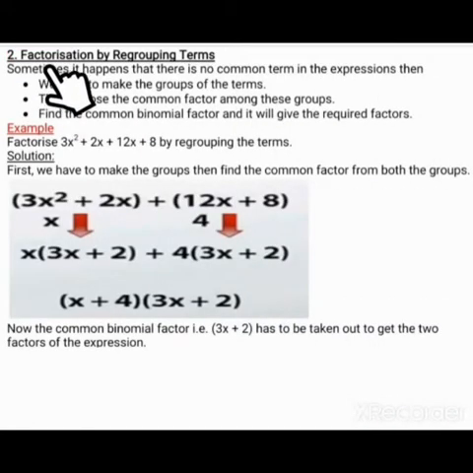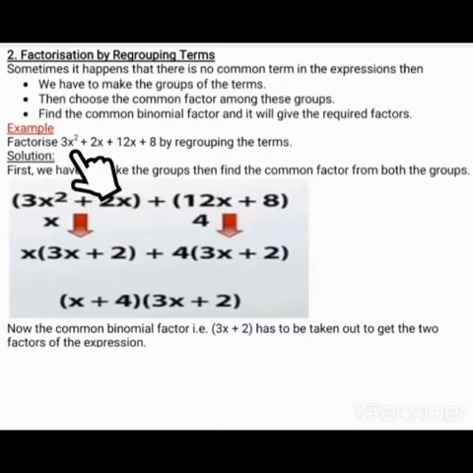Second, factorization by regrouping terms. Sometimes it happens that there is no common term in the expression. Then we have to make groups of the terms, then choose the common factor among each group. Find the common binomial factor and it will give the required factors.